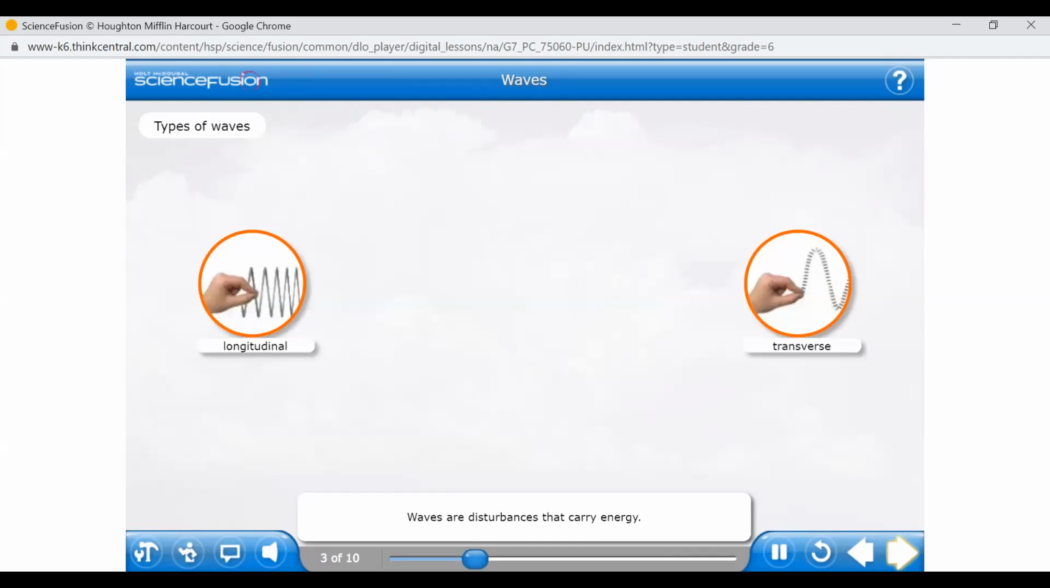Waves are disturbances that carry energy. When you talk, you disturb the air and produce a sound wave. When you touch water, you produce a wave. Waves are often classified by the way the disturbance travels. Click each type of wave to explore this idea further.